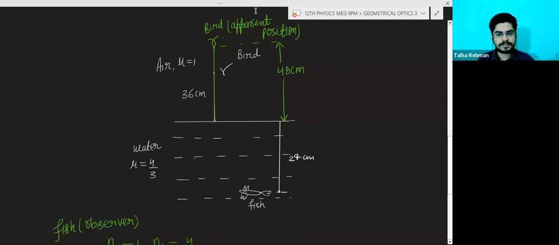Nida and Fawaz, very easy this time. What I am asking, listen. The height observed by the fish of the bird. The height of the bird observed by the fish this time.